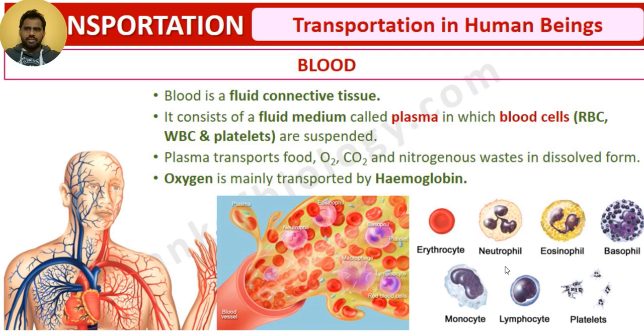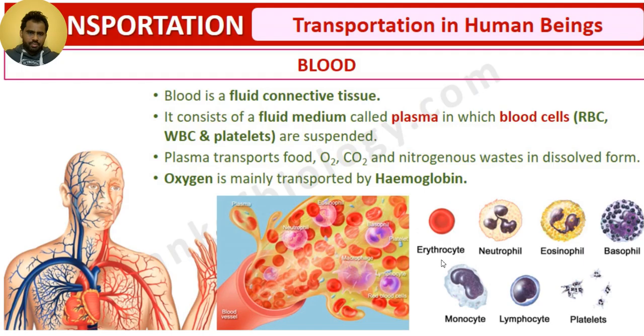Now let's see what is the blood. Blood is a fluid connective tissue. It consists of a fluid medium called plasma, in which blood cells RBC, WBC and platelets are suspended. Plasma transports food, CO2 and nitrogenous wastes in dissolved form. Oxygen is mainly transported by hemoglobin, as we have already discussed.